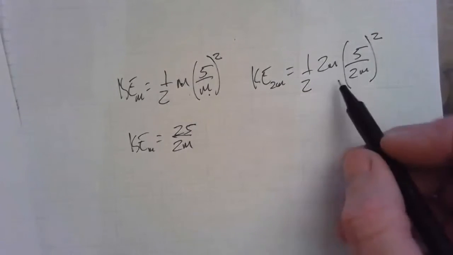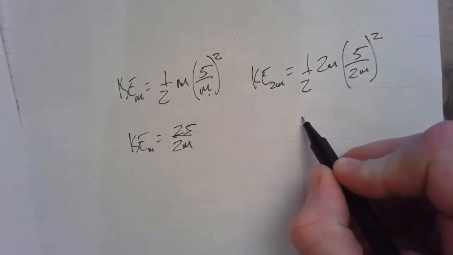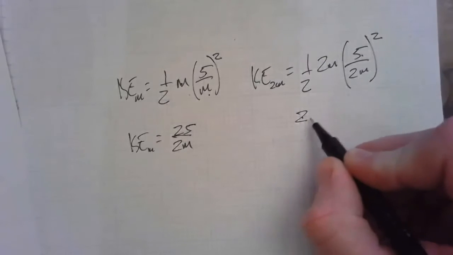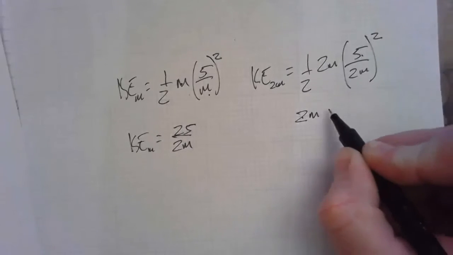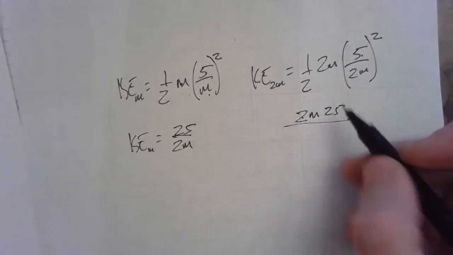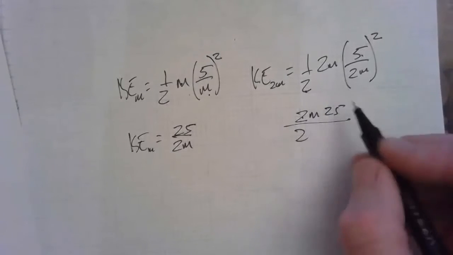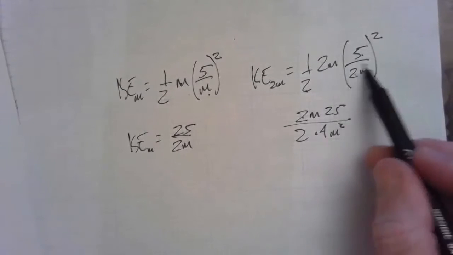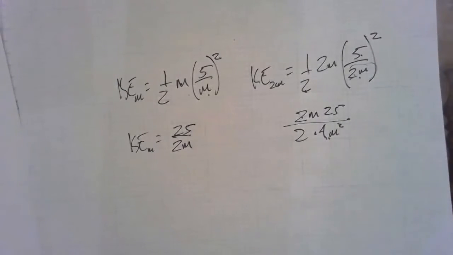Over here, I'm going to get, well, it's going to be 25. This is going to be, let's write it out. So this is going to be 2m times 25 over this 2, which is in the bottom, times 4m squared. Because when you square this, you're going to get 2m times 2m, which is 4m squared.